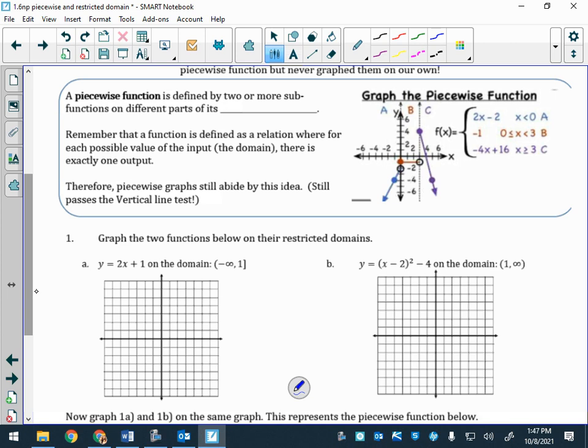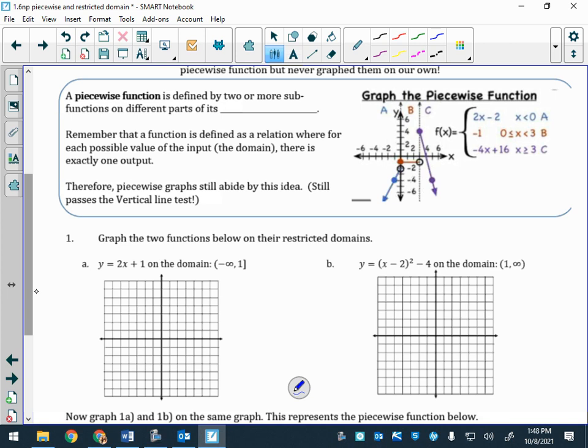If you notice, this first graph here, A, is when x is less than 0. So that first graph, 2x minus 2, is only in this region. Then you have -1, which is a horizontal line, from 0 to 3. Then you have -4x plus 16 when x is greater than or equal to 3. So you have this restricted domain. Each graph does not pass those boundary lines. It does not cross.